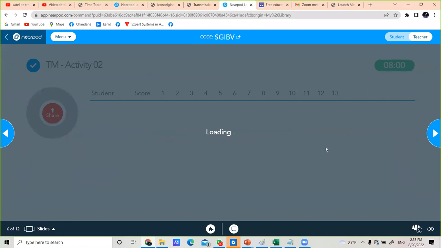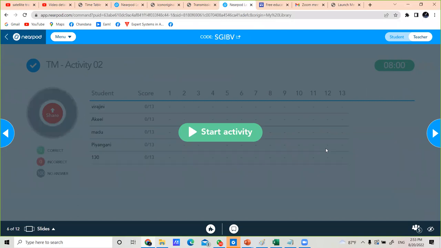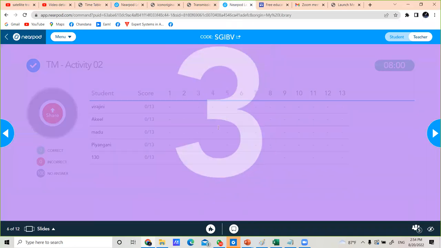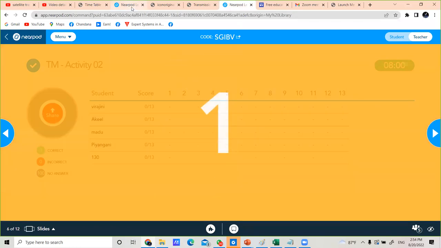Here is the second activity, another activity, having only MCQ type questions. 13 questions here. I am clicking the start activity here. Then you can do the answers, right? Okay, I think all of you are ready for that activity. I am going to start here. Now you can start it.